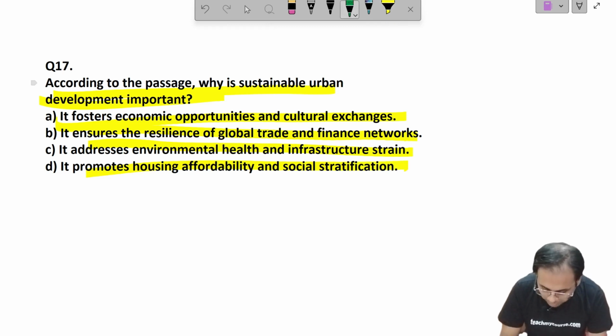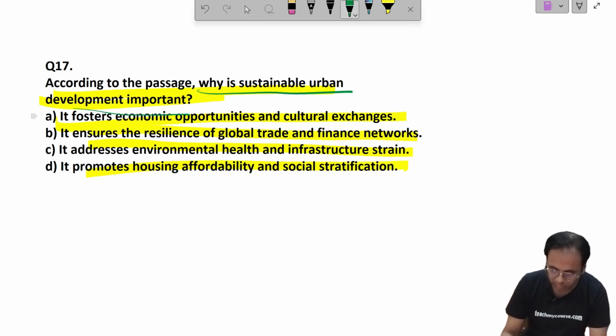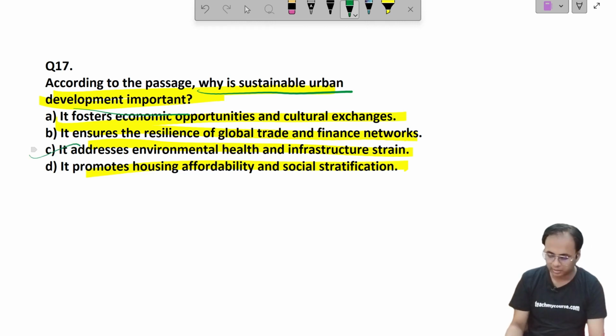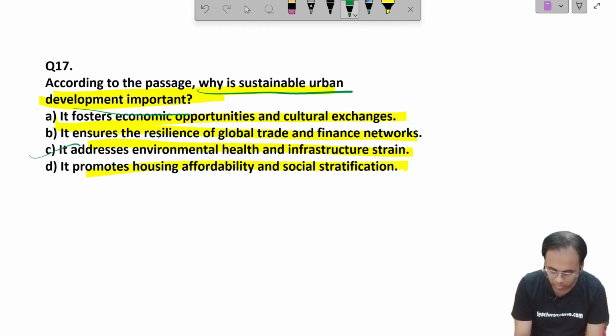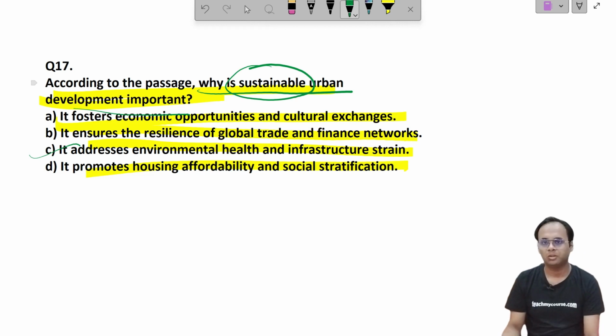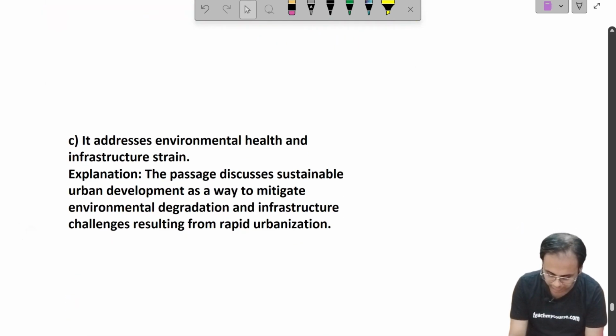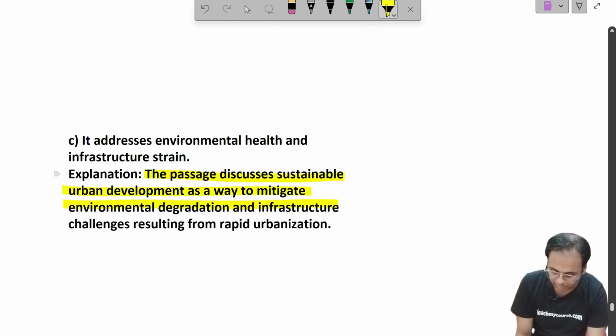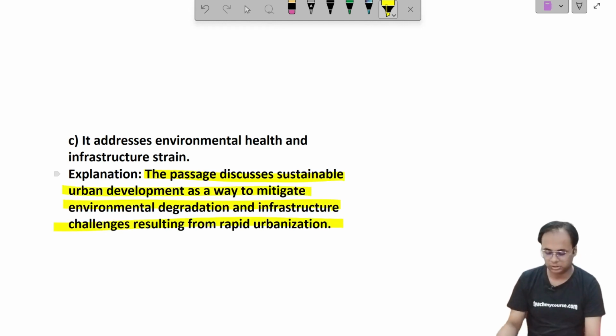So, why is sustainable urban development important? It is important for environmental health and infrastructure strain because we are talking about sustainability here. So this is all about the sustainability thing. The passage discusses sustainable urban development as a way to mitigate environmental degradation and infrastructure challenges.